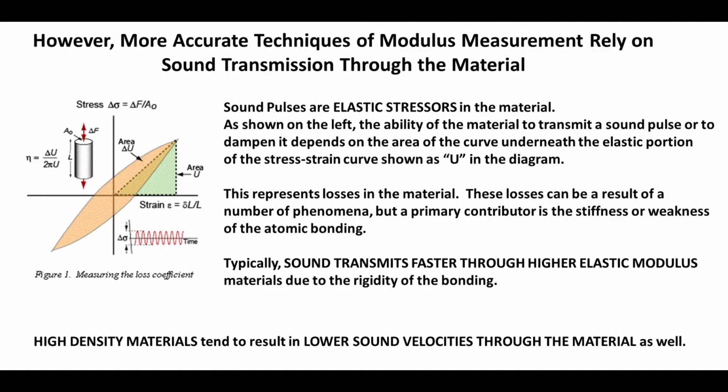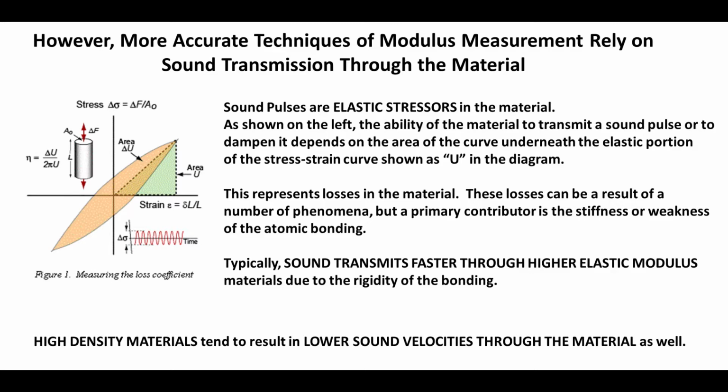A more accurate technique to measure the modulus of a material relies on measuring the sound transmission through the material. Sound pulses are elastic stressors in the material, as shown on the left diagram. The ability of the material to transmit a sound pulse, or to dampen it, depends on the area of the curve underneath the elastic portion of the stress-strain curve, shown as the capital U in the diagram. This U represents the losses in the material.